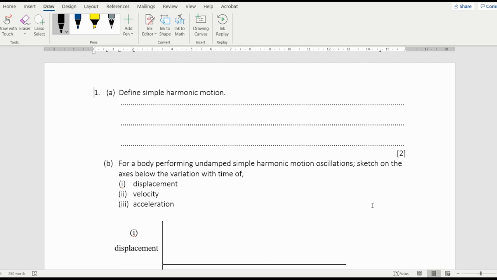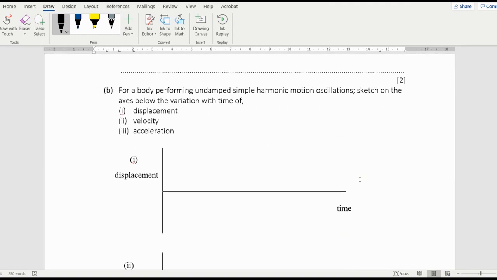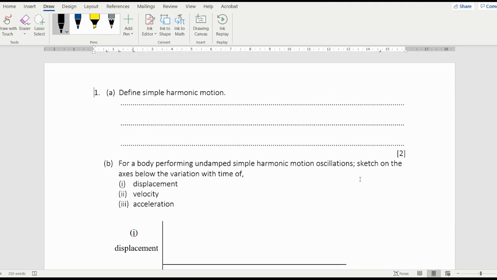Welcome, and today I'm going to be going through some basic SHM questions from an exam paper, to explain how you can use the basic SHM knowledge to answer questions for exams. This is just a set of exam questions that I've picked that have some really basic SHM, or simple harmonic motion, questions. The first question is probably one of the most popular that I see a lot, and it's: define simple harmonic motion.